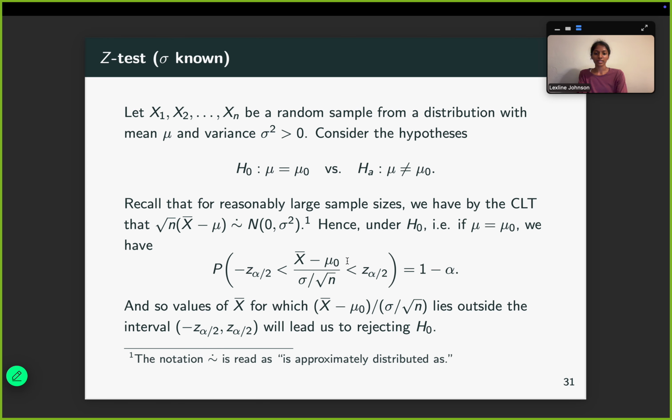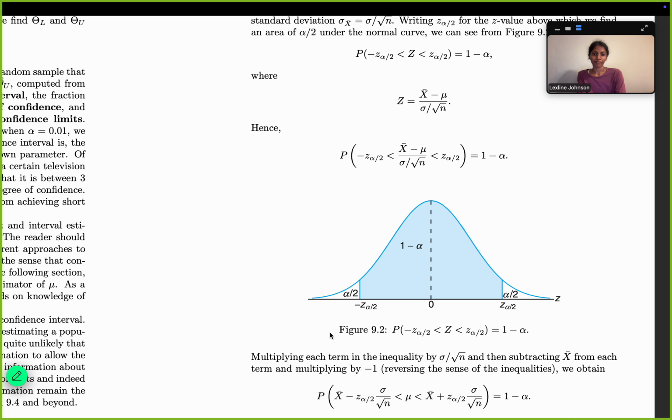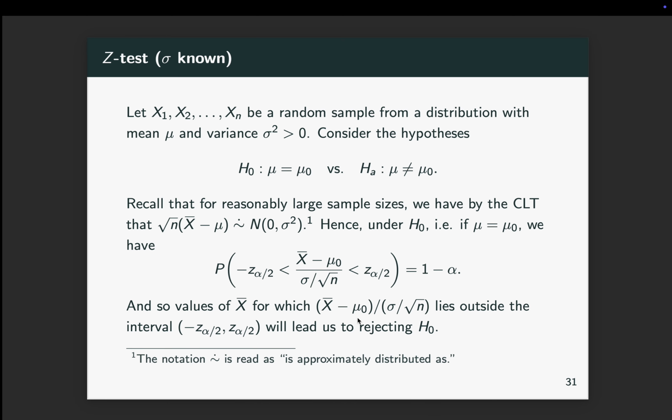If it lies within the interval, then we fail to reject, and if it lies outside of this interval, we reject. It might be a little clearer to see here. Here's our interval, and here's our negative z alpha divided by 2 and our positive z alpha divided by 2. These are our two tails, which is why it's called a two-tail test. These are the two tails of our probability distribution, and if the statistic lies outside this big range, then we reject our null hypothesis.